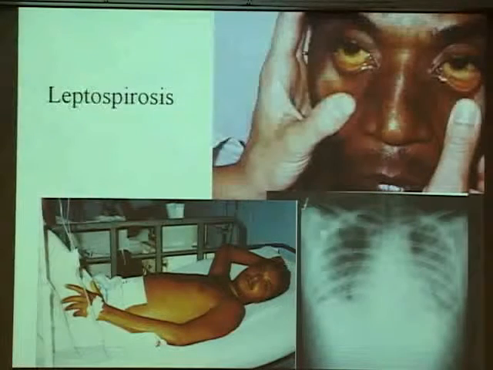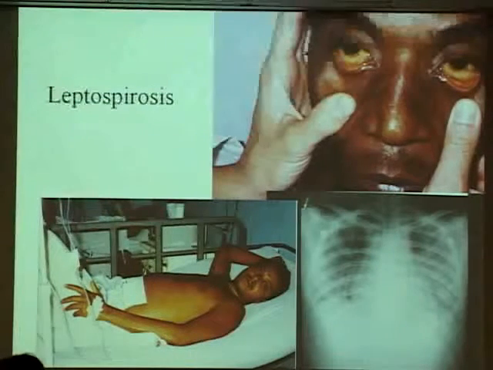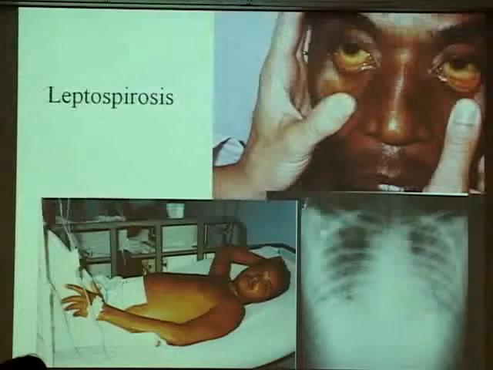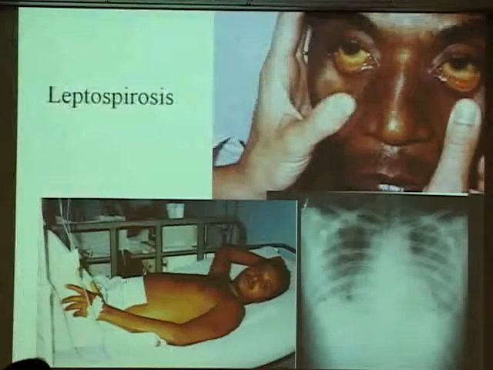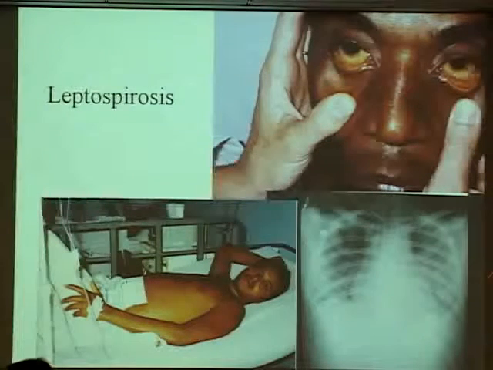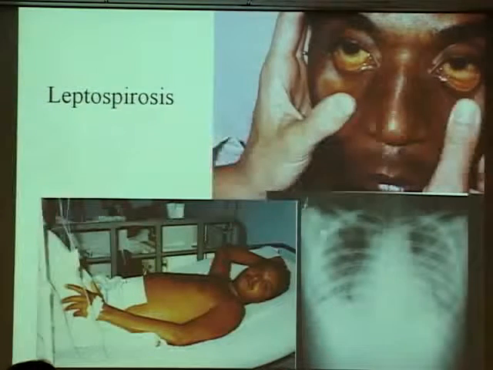So they bore through the skin, enter the bloodstream, disseminate all over the body, go to your liver and your kidneys, and you have a kidney shutdown. Okay? And then you have icterus here. We call it conjunctival suffusion. It's a combination of icterus and the dilatation of the conjunctival vessels. This is a man undergoing peritoneal dialysis, because his kidney has shut down. And this is a relatively unusual manifestation of leptospirosis, pulmonary hemorrhage. There's a very high mortality associated with this.